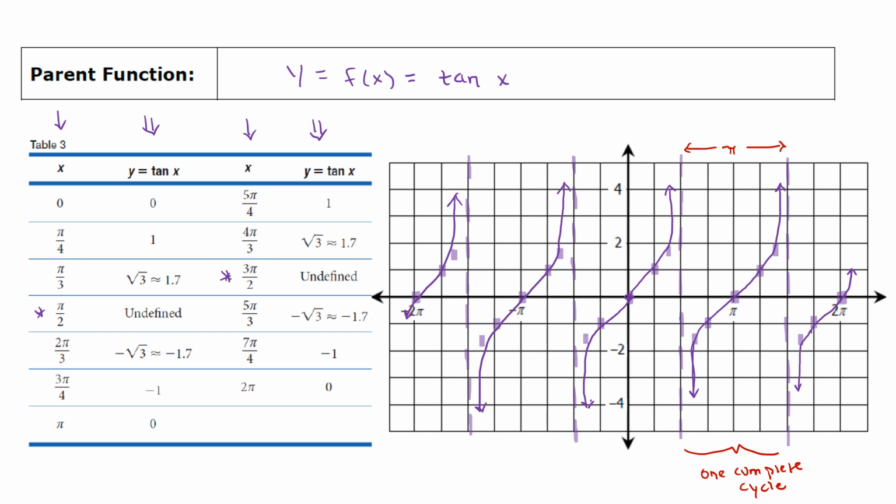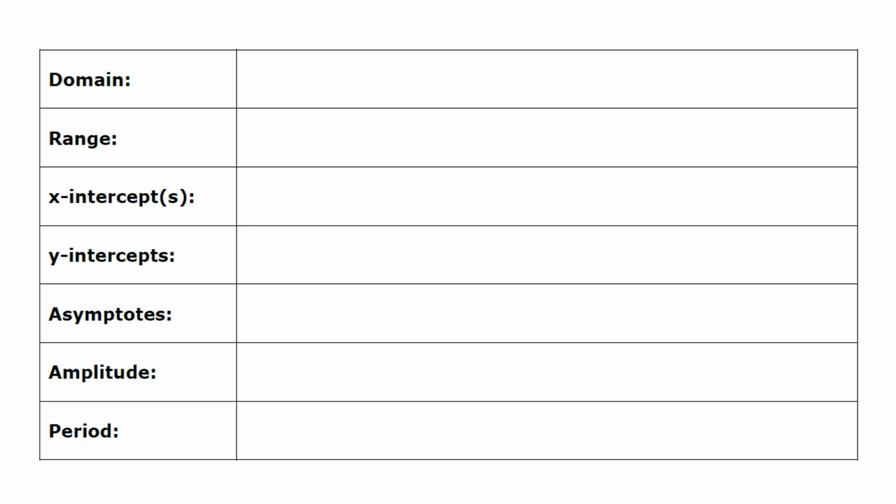Okay, so that is our tangent graph. All right, our properties of our tangent graph. So we have asymptotes. So our domain is going to be an element of the real numbers, but our x cannot equal pi over 2 plus n times pi, where n is an element of the integers.